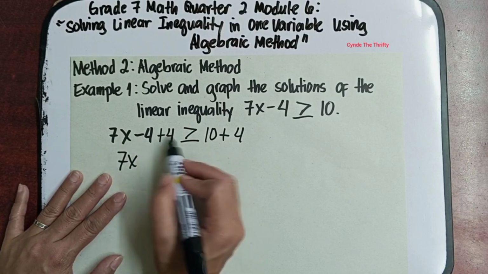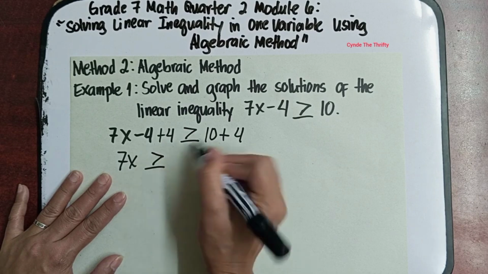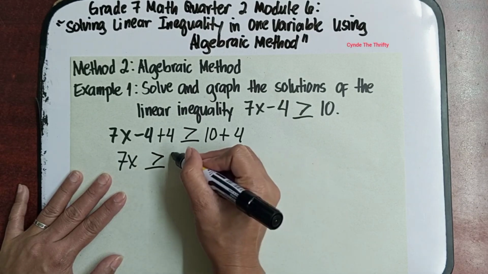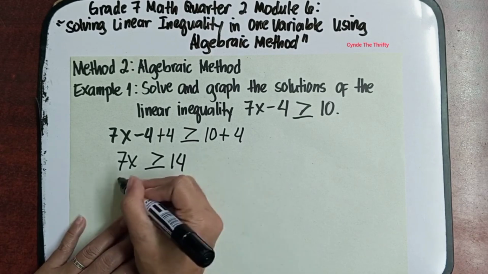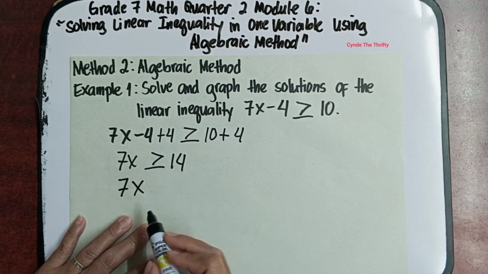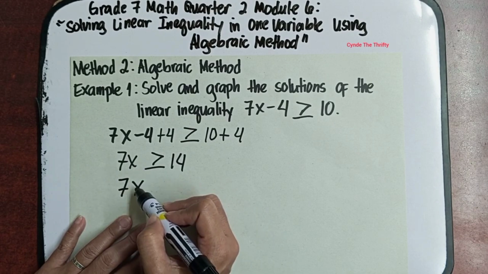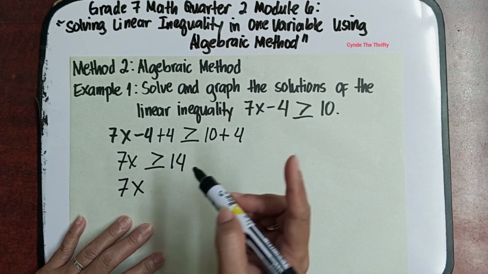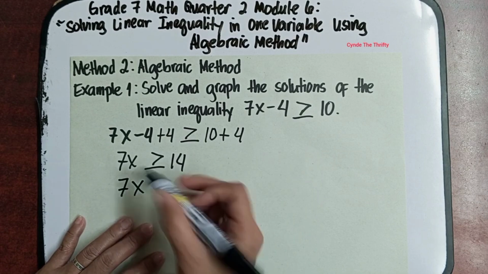So 4 minus 4 equals 0. Okay, so greater than or equal to 10 plus 4 equals 14. So, 7x, ano ang gagawin natin para mawala si 7 at si x na lang yung maiwan? Ang gagawin natin, i-multiply natin siya sa kanyang reciprocal. Ano yung reciprocal ni 7? 1 over 7. So, i-multiply natin.